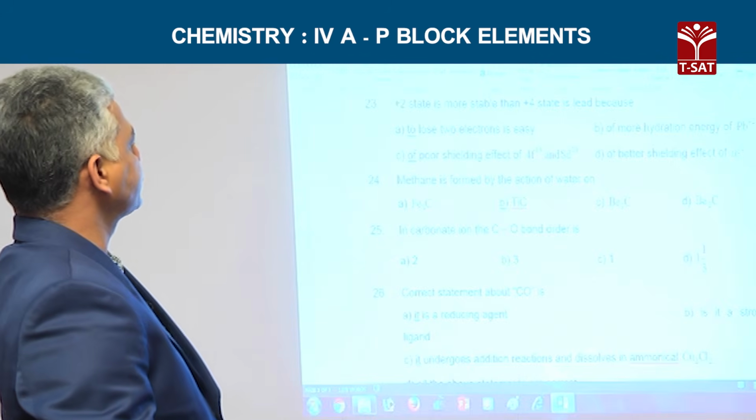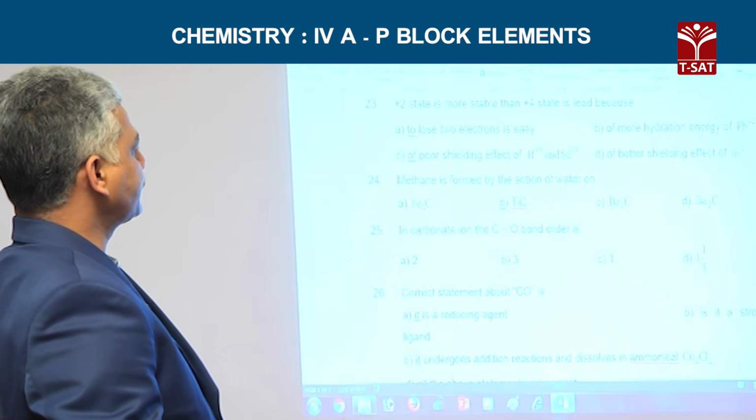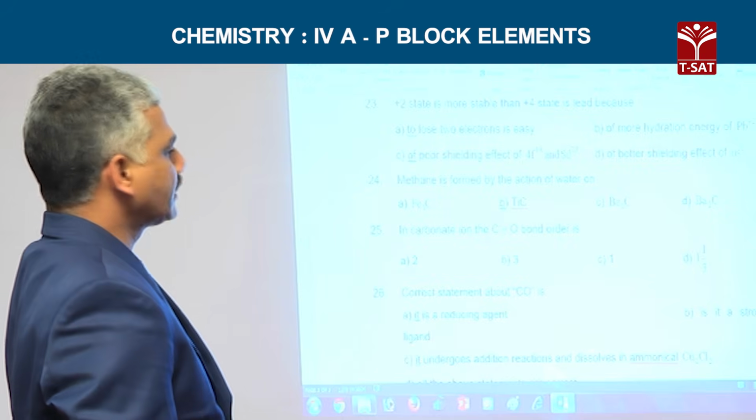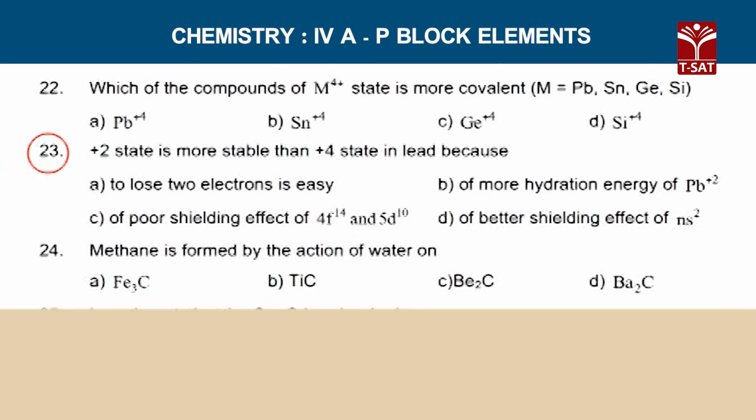23rd question. Plus 2 state is more stable than plus 4 state in lead because given options are: to lose 2 electrons is easy, of more hydration energy of Pb plus 2, of poor shielding effect of 4f14 and 5d10, of better shielding effect of ns2. Correct option is C, of poor shielding effect of 4f14 and 5d10.